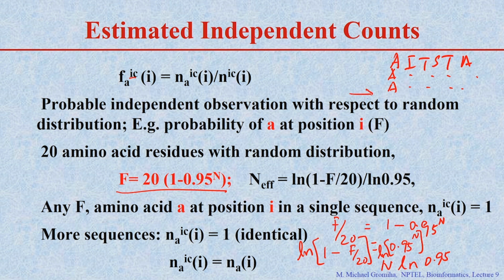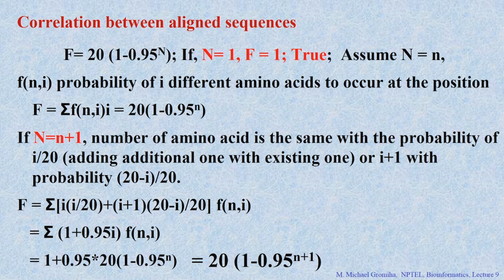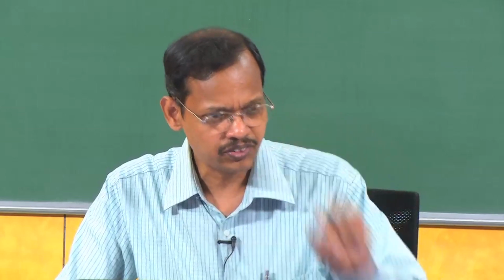Then we add a new sequence, and there are two possibilities. One possibility is it could be A, and in this case N_eff of i is equal to 1 because it is identical. Even if you add more, there is no difference because the average is the same. The second possibility is something other than A, whatever it is. If it is not A, then it is not identical, and N_eff of i equals N_A of i, because it depends upon the amino acid. So now the question is, if you add one sequence, what is the probability of this function f, whether this will fit with this equation or not.